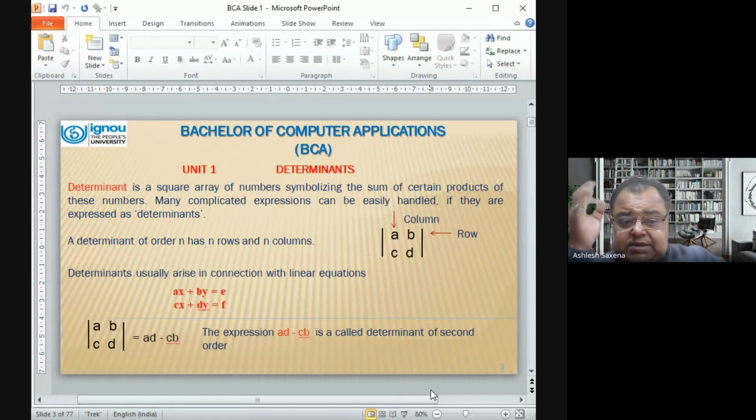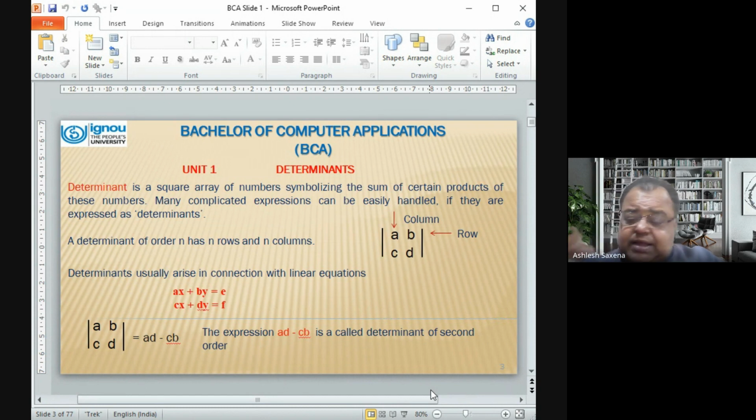Normally, a determinant is a number. How we will get this number, and where and why determinants are used? So first of all, determinants are used to solve linear equations. Now the question arises, what is a linear equation? A linear equation is an equation in which the variable has a maximum power of 1. If the power is 2, it is quadratic. If the power is 1, it is linear.